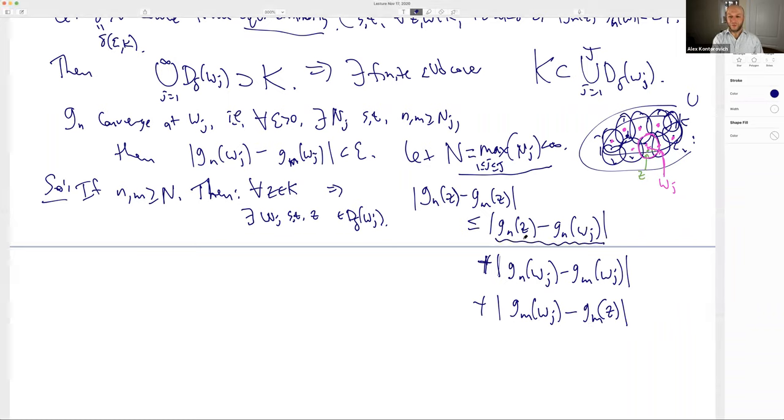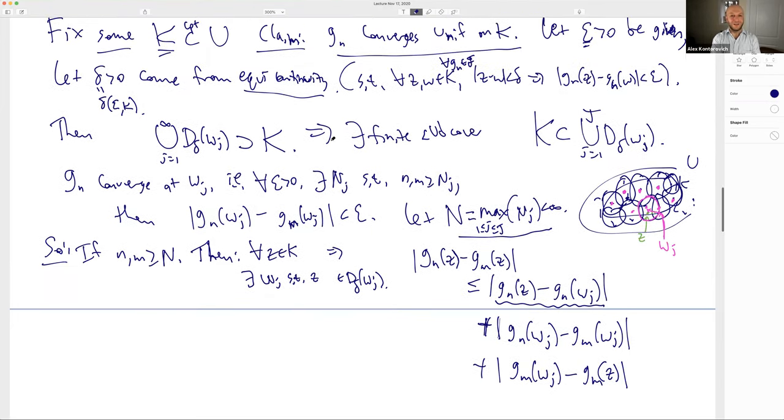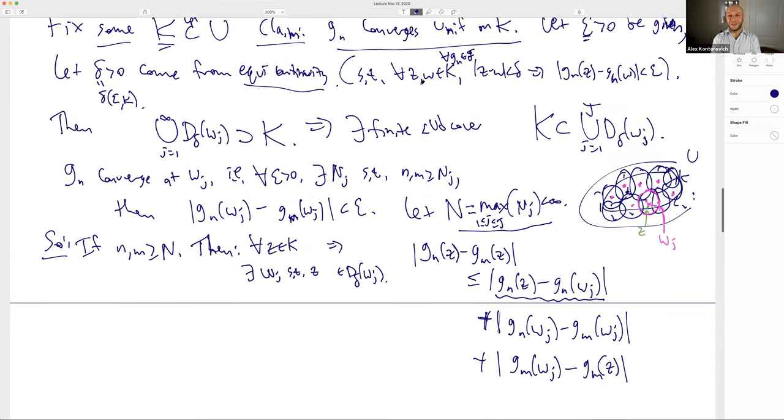Now, we have equicontinuity. Equicontinuity says for any points Z and W within a delta ball of one another, this difference is less than epsilon. So this is less than epsilon by equicontinuity. How about this one? It's the same function, gm, and Wj and Z differ by delta. So this is also less than epsilon. What about this?